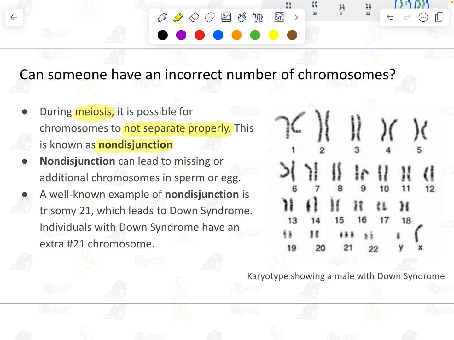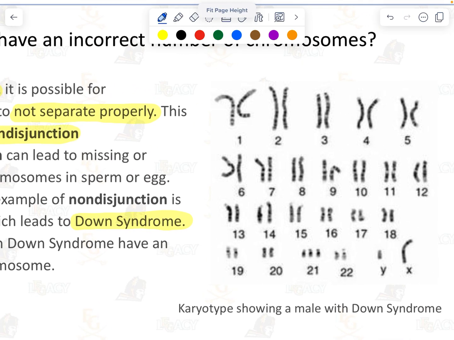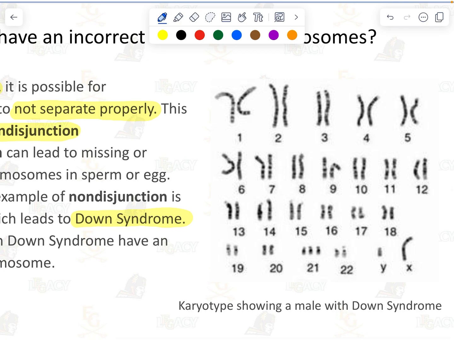A well-known example of nondisjunction is something called trisomy 21. Right? Tri means 3, 21 refers to the 21st chromosome. Trisomy 21 leads to something that most people have heard of called Down syndrome. Individuals with Down syndrome then have an extra number 21 chromosome. And so if I look at this karyotype, I see that this is a male. They have an X and a Y. All right, so I know it's a male.